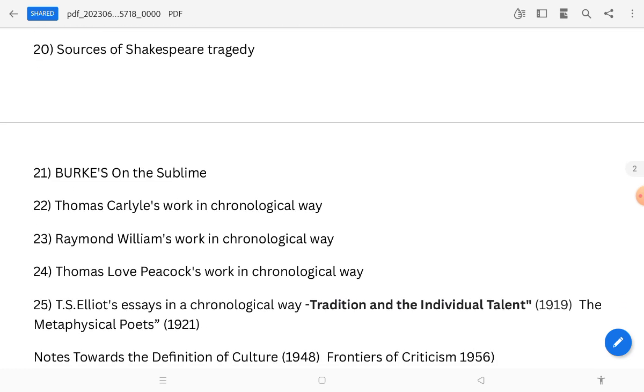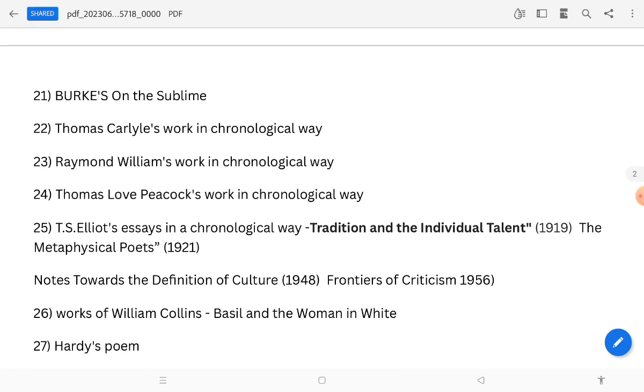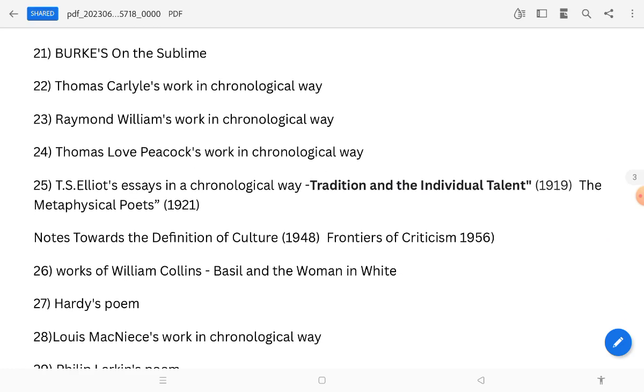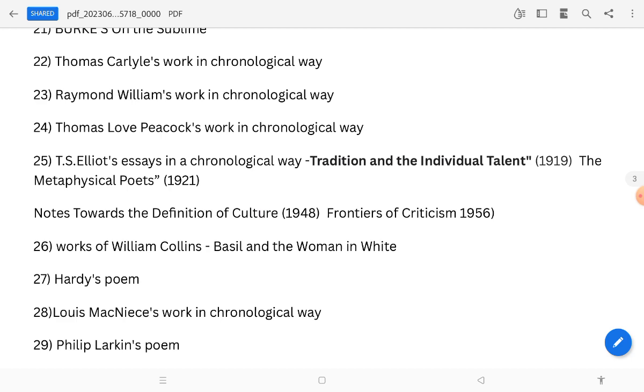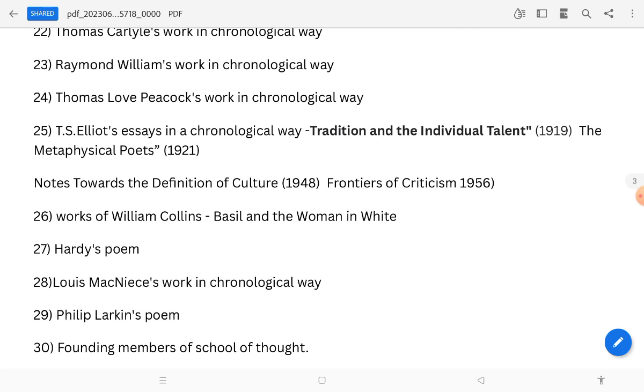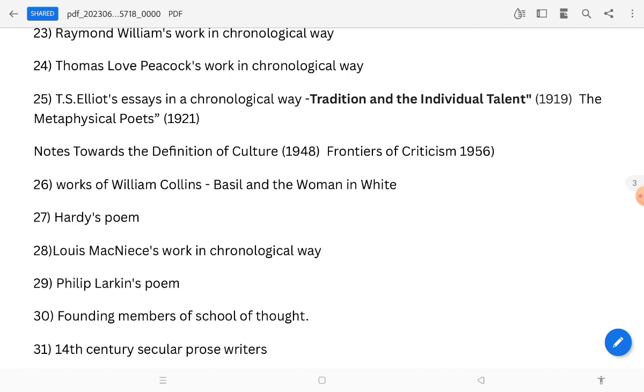Then question number 20, there is a question from sources of Shakespearean tragedy. Then Brooks on the sublime. Then there is a question where you have to arrange in chronological order Thomas Carlyle's works. You know that in the morning shift also they asked Thomas Carlyle's work, right? Then there is a question from Raymond Williams; you have to arrange his works in chronological order. Then Thomas Love Peacock's works, you have to arrange in chronological order.